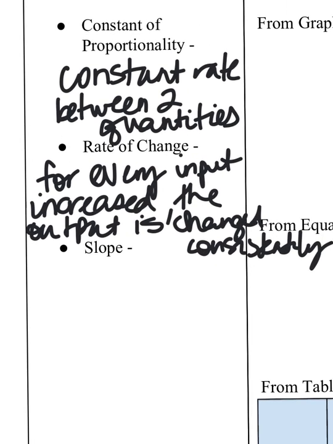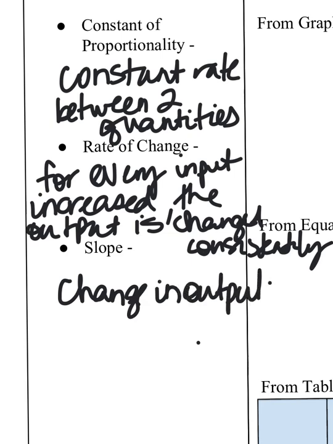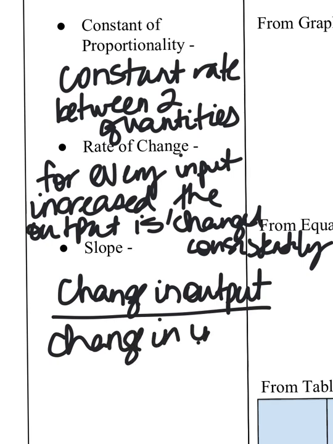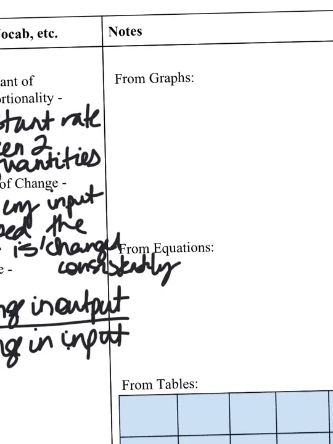Right? Slope is the change in output compared to your change in input. And we will do a lot with slope next semester. But constant of proportionality, rate of change, slope are all exactly the same thing. Exactly. And you guys have actually already been doing this with the ratio tables and all of that. So it's all very similar.